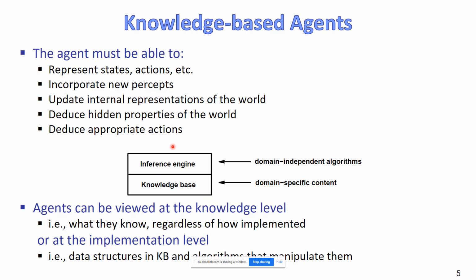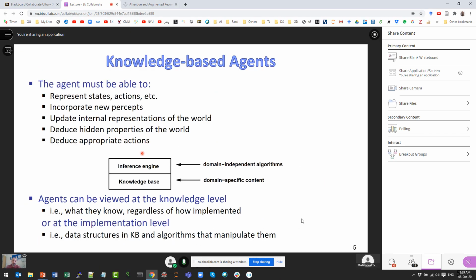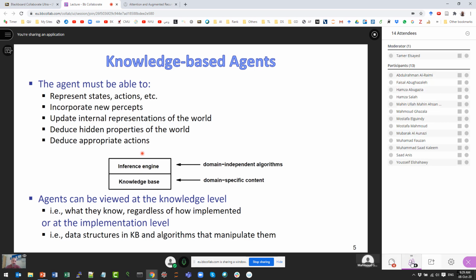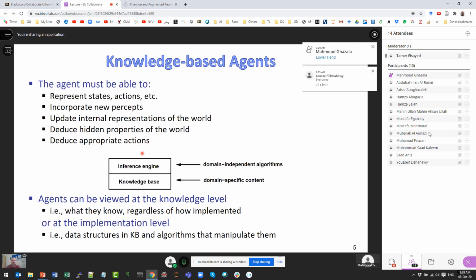Any question up to this point? Because now we'll turn to a specific example, just to think about how knowledge-based agents will work. Any questions so far? Everything is clear? Okay, thanks Faisal. Thanks Yusuf. Mahmoud. Okay, Mahmoud, you have a quota of questions. You are about to get all of them now. Go ahead.